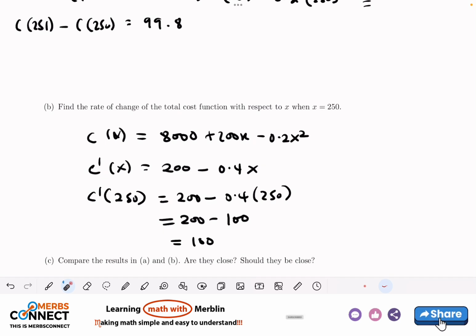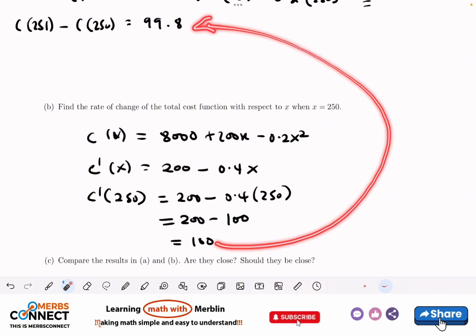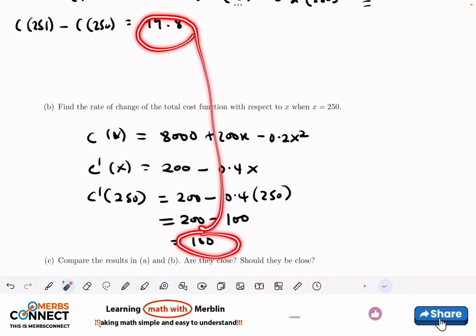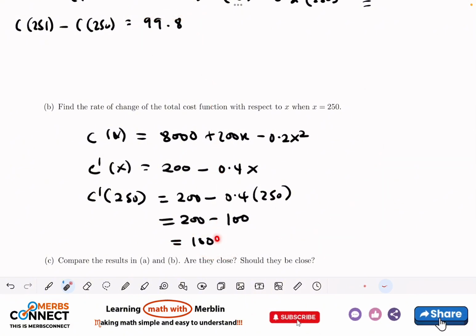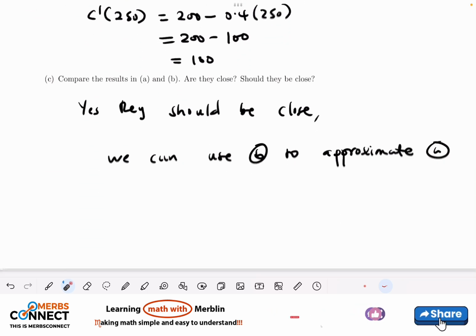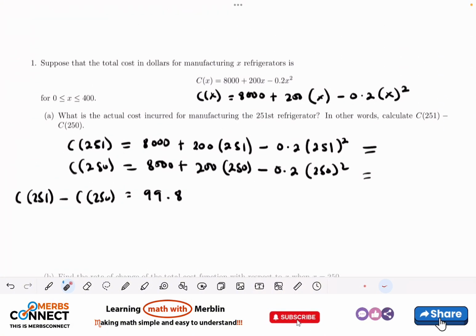And this is the one where we are looking at the change. We are looking at finding the derivative. So we can use B to approximate what? A. So you can see that they are very close, in such a way that even if we choose that, oh, this is what is going to be the cost, we are almost there because this is approximately what? 100. So that is what we are going to get for the A.